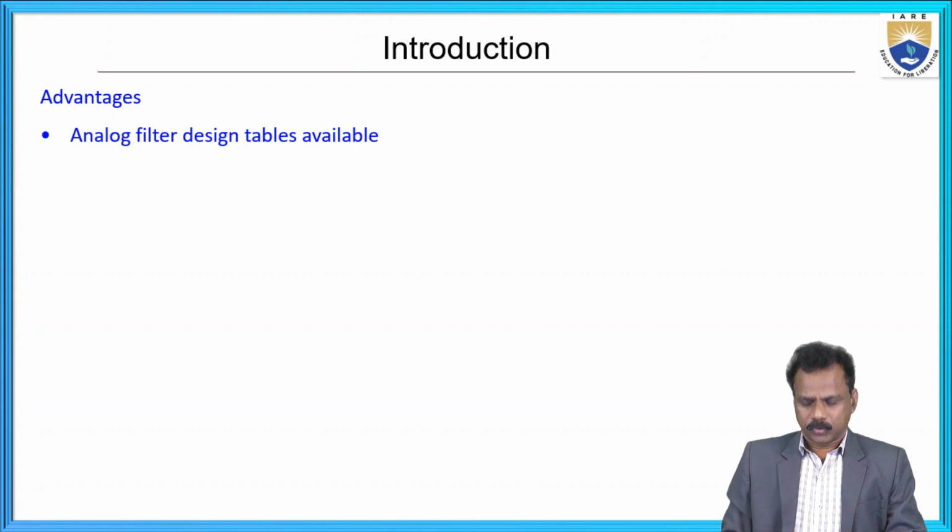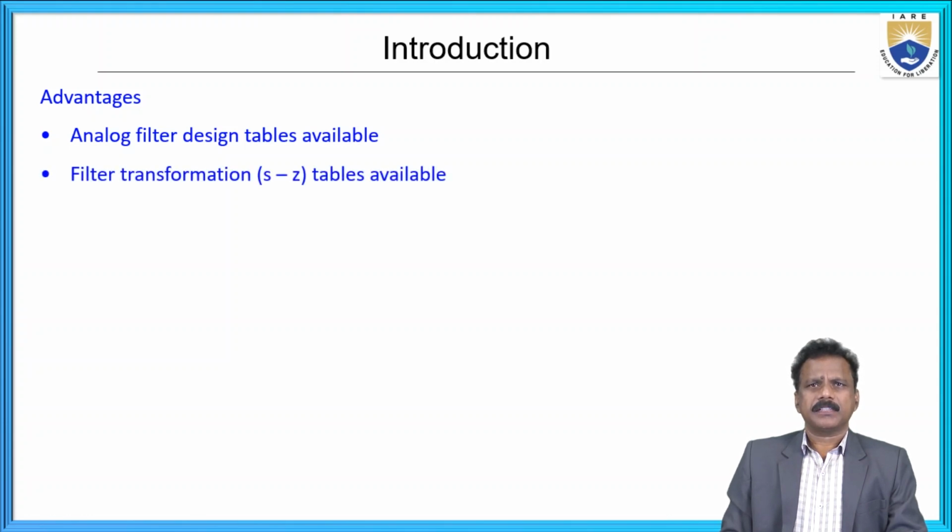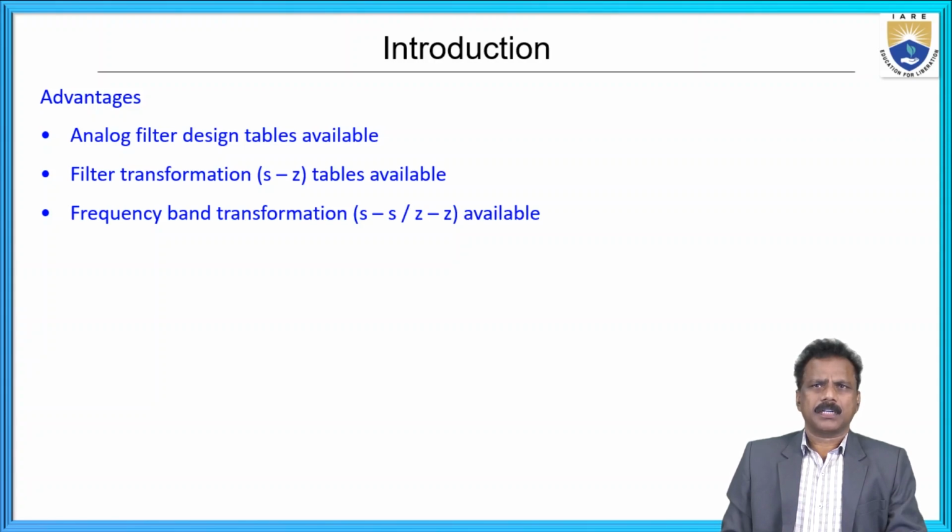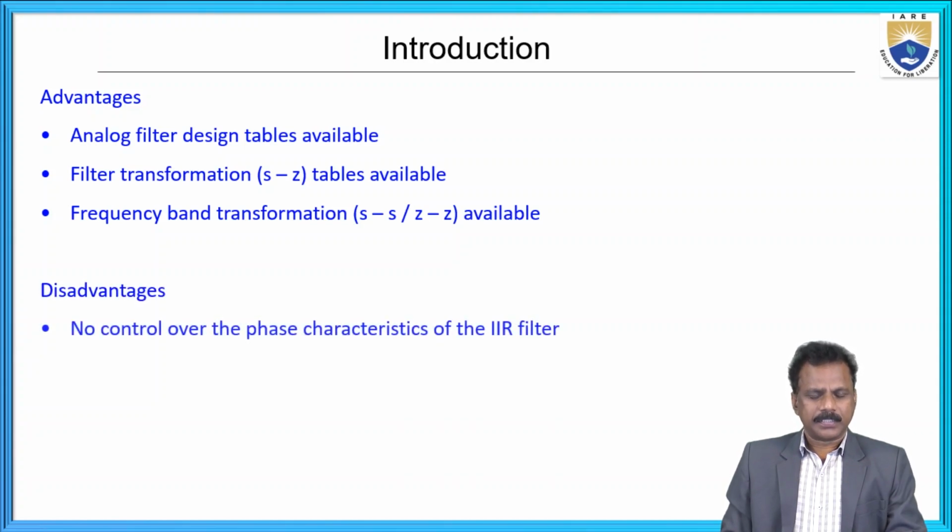We have already seen that while we are using analog filters, the filter transformation from S to Z tables is available. This is a major advantage. Next, frequency band transformation, S domain to S domain or Z domain to Z domain, is available. Now coming to the disadvantages: there is no control over the phase characteristics of the IIR, infinite impulse response digital filter. This is the disadvantage when designing with either the first or second approach.